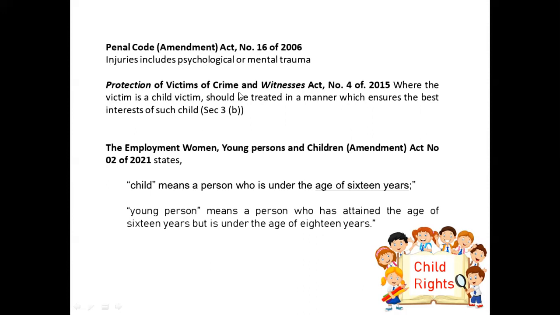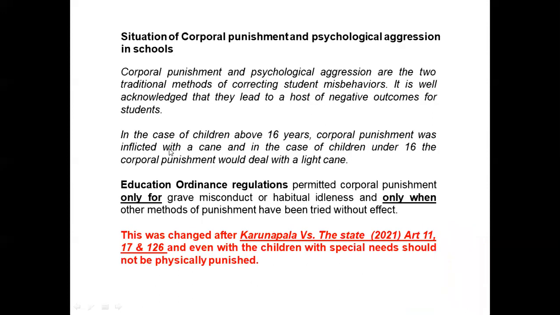Protection of Victims of Crime and Witness Act number 4 of 2015: where the victim is a child, the victim should be treated in a manner which ensures the best interest of the child. This is in section 3B. The next act is the Employment of Women, Young Persons and Children Amendment Act number 2 of 2021, which states that a child means a person who is under the age of 16 years, and a young person means a person who has attained the age of 16 years but is still under the age of 18 years.